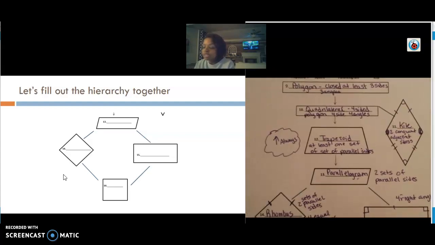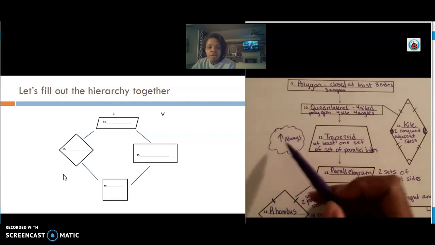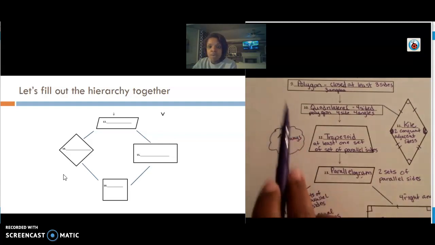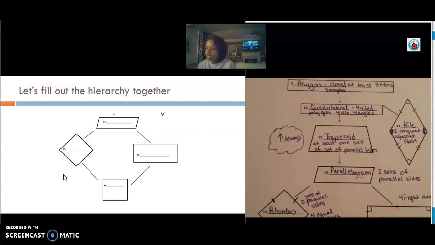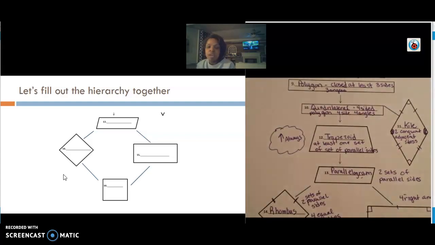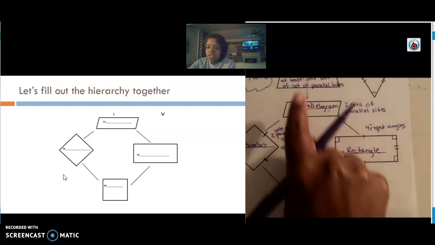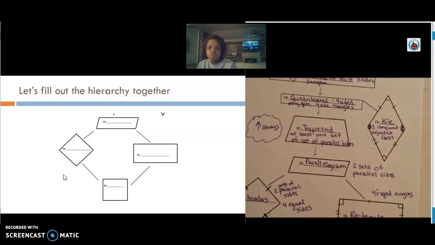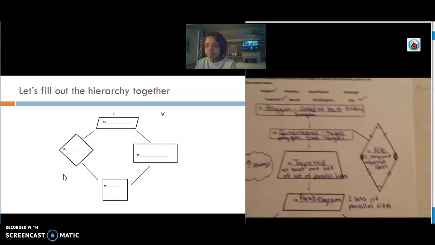So one thing that I want you to notice is that this arrow going up is letting you know, and I just drew that over there, you can draw that on the side of your hierarchy, that whenever you're moving up in your hierarchy, it is always true, okay? Always true. But whenever you're going down, it may be true or it may never be true, okay? So let's look at some of that, okay?